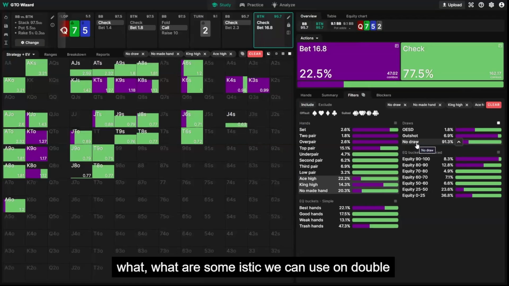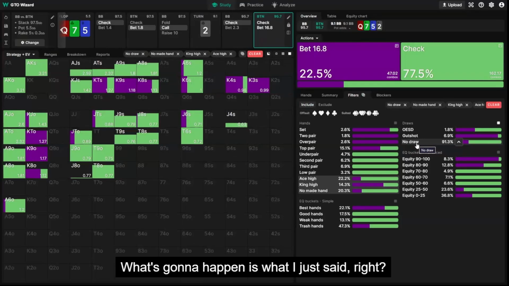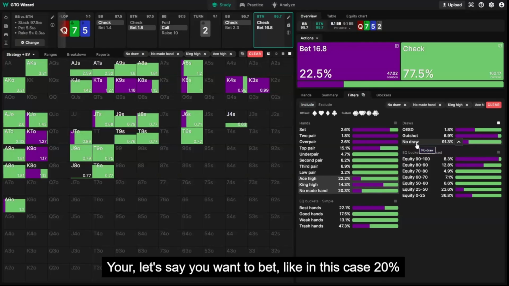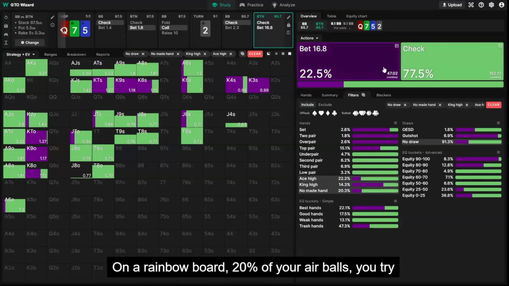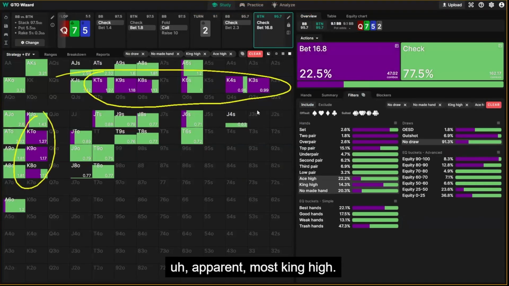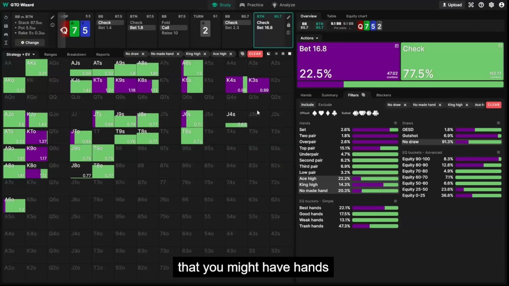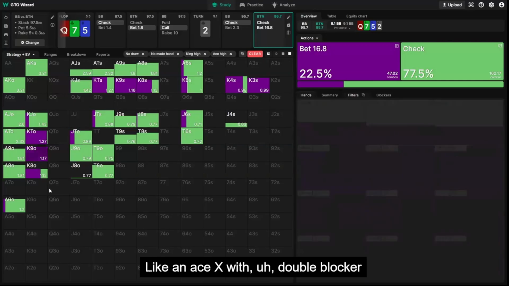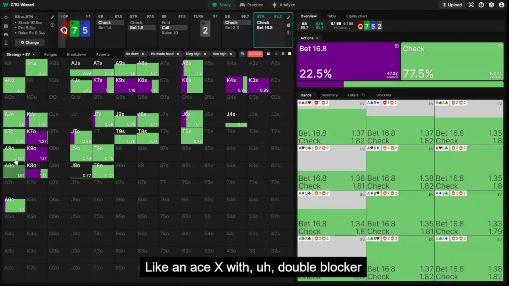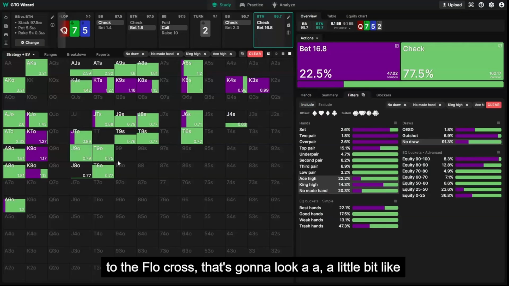Scene asks, what are some heuristics we can use on double flush draw turns? Well, on double flush draw turns, what's going to happen is what I just said, right? Let's say you want to bet, like in this case, 20% of your air balls, right? On a rainbow board, 20% of your air balls, if you try to pick the best air balls, it's just going to be basically king high, apparently, most king high. But on a double flush draw, you might have hands that look a lot prettier than that, like an ace X with a double blocker to the flush draws, even the lower, like Jack 9, 10 9 with a double blocker to the flush draws. That's just going to have better blockers, right?